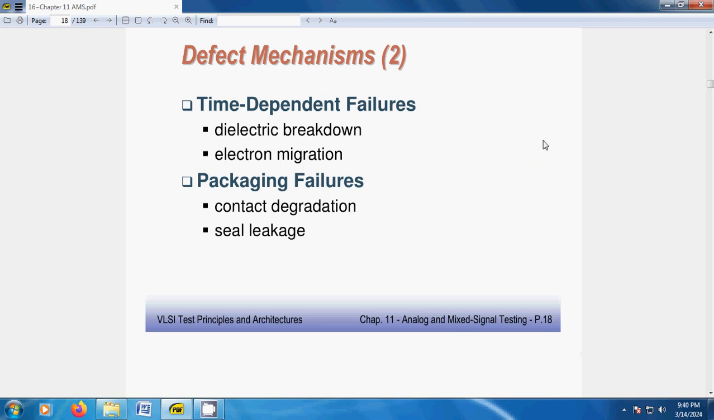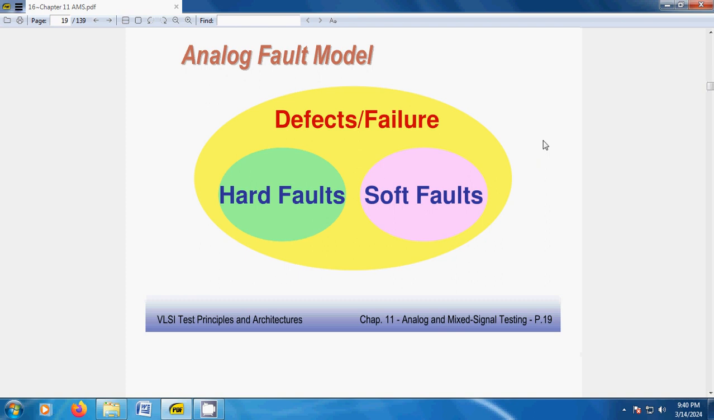As I told you before in the last lecture, there is no agreed single fault model for analog ICs. So we have a generic, broadly defined analog fault model. Here in the analog fault model we have two different types of faults. One is called hard fault and the second one is soft fault. We can look at this in detail now.